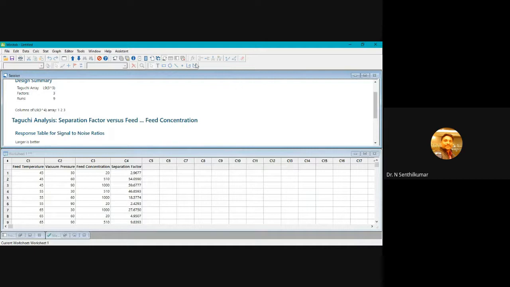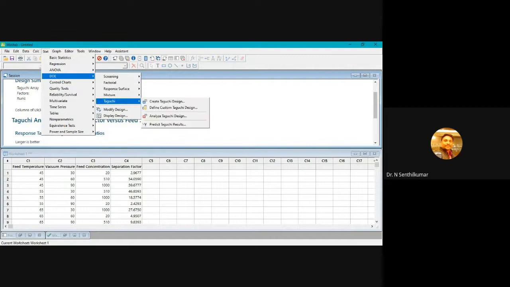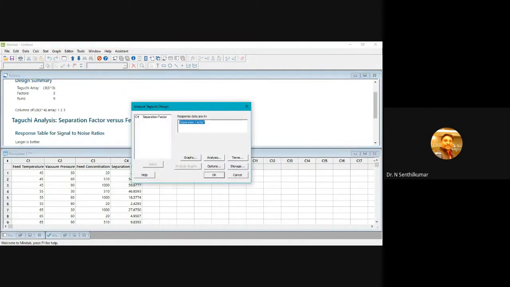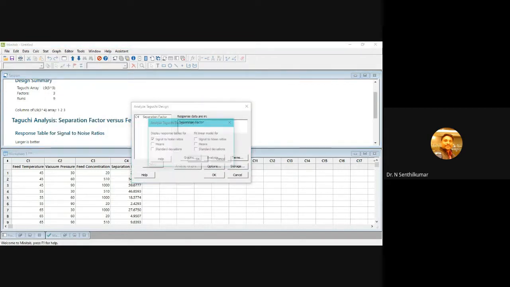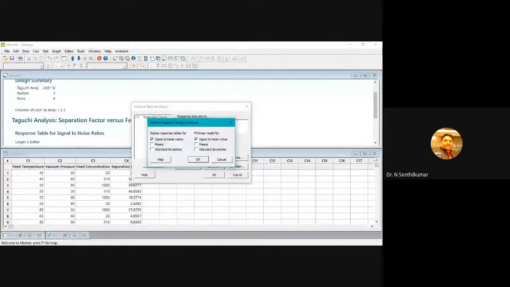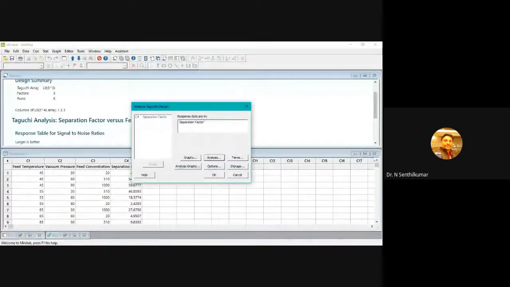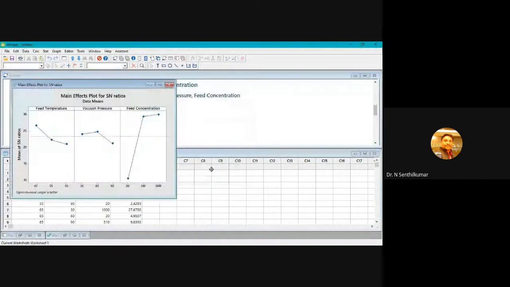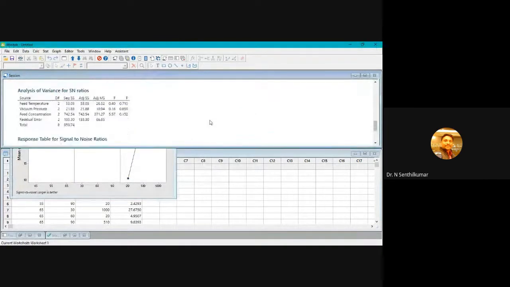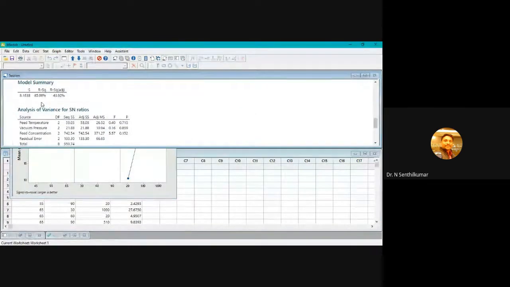Now I am going with the same procedure. Stat, DOE, Taguchi. Here you can see Predict now. That I will see later on. Then Analyze. In the analysis, now I am going to click Fit linear model so that the ANOVA table will also be generated. Now you can see it here. The ANOVA table, the ANOVA analysis for SN ratio.